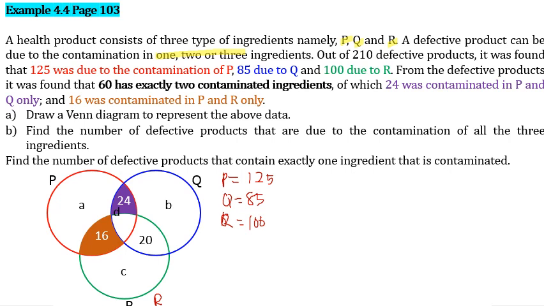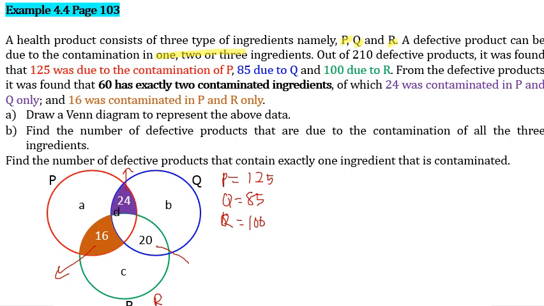From the defective product, it was found 60 has exactly 2 contaminated ingredients, of which 24 in P and Q. P and Q here, 24. And 16 was contaminated in P and R only. P and R here, 16. So the remaining is 20 here, in R and Q.